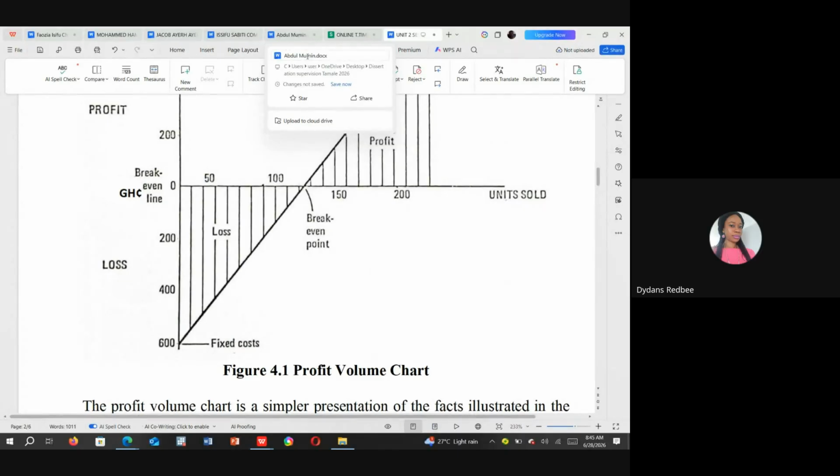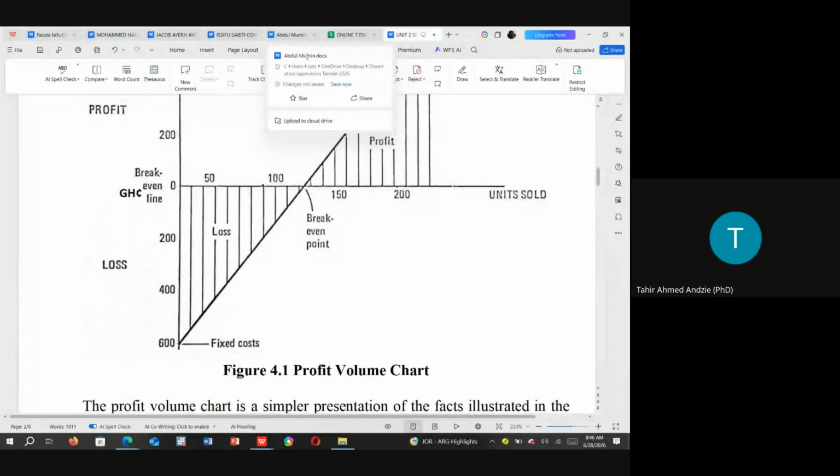Okay. Now our fixed cost is 4 million. So it means that total cost is how much? Our variable cost is 1 million and the fixed cost is 4 million. So that is 5 million.